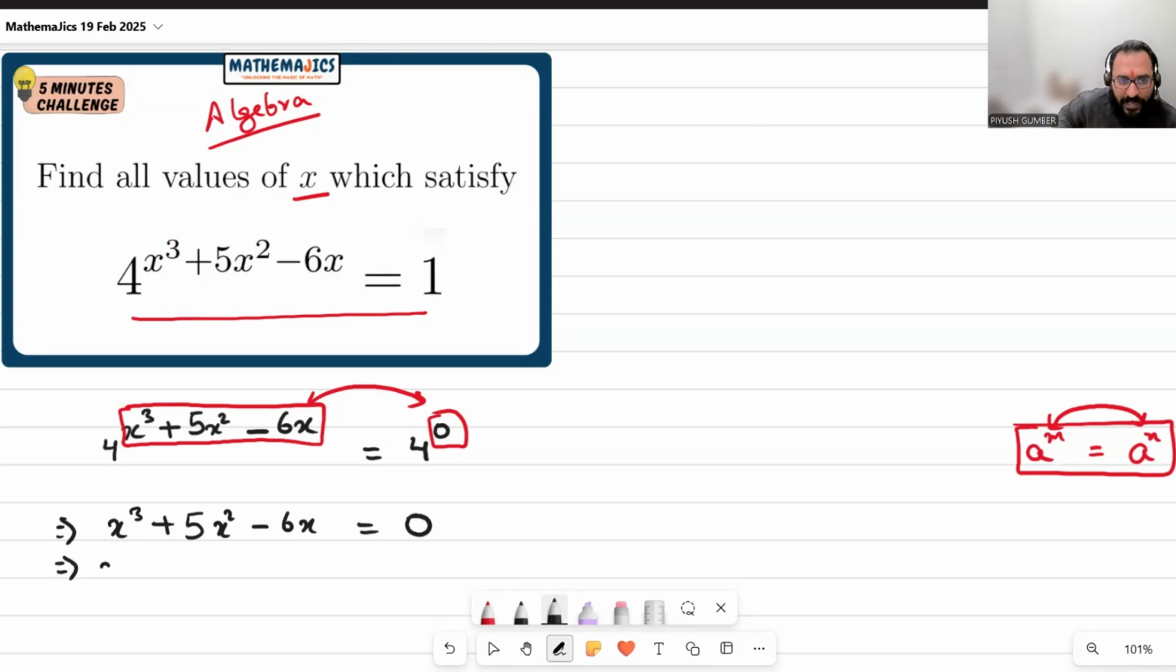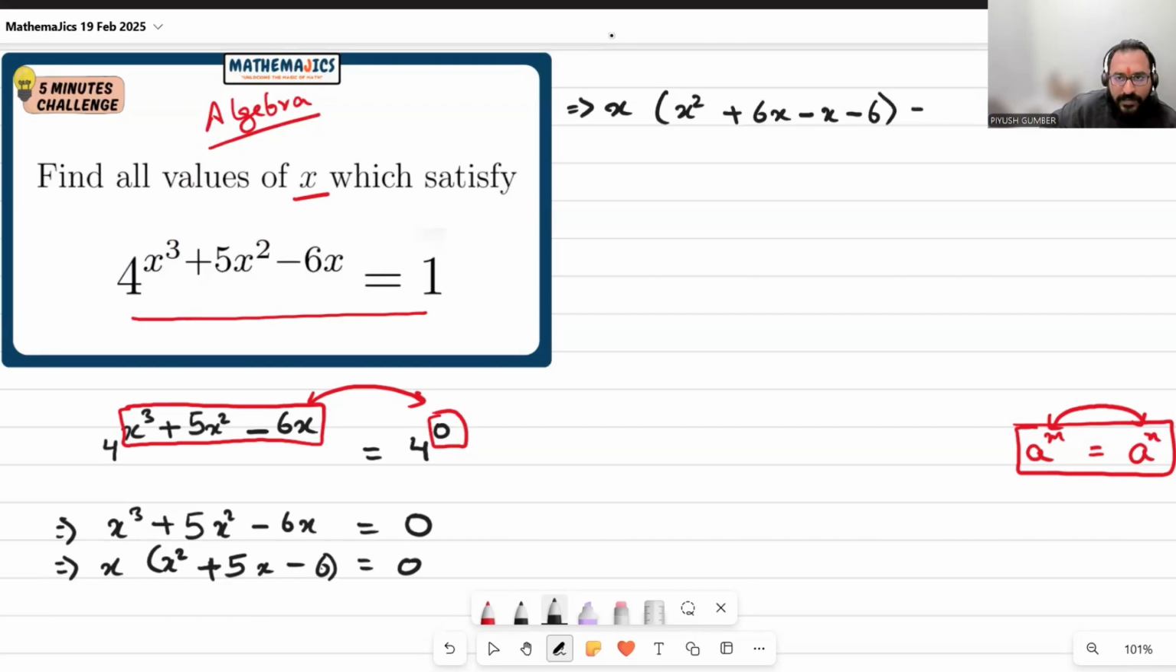And now I can take x common. We will get x times (x square plus 5x minus 6) is equals to 0, sorry for the handwriting. Now, if we go for middle term splitting for the second bracket, what we will get? We will get x times (x square plus 6x minus x minus 6) is equals to 0. So we have splitted the middle term here, and we will get x (x plus 6)(x minus 1) is equals to 0.